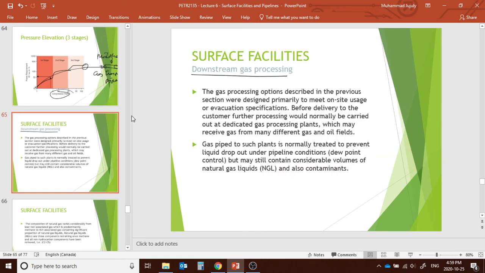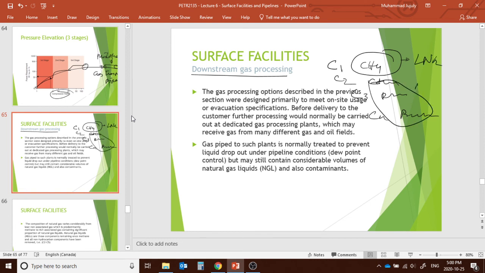And what is the downstream gas processing? That means we separate the natural gas. We fractionate the natural gas. So natural gas has C1, which is methane, C2, which is ethane, C3, which is propane, and C4, which is butane. Methane, if we cool it down and refrigerate it, we can get the LNG, and for all the others, we get the NGLs, the natural gas liquids.